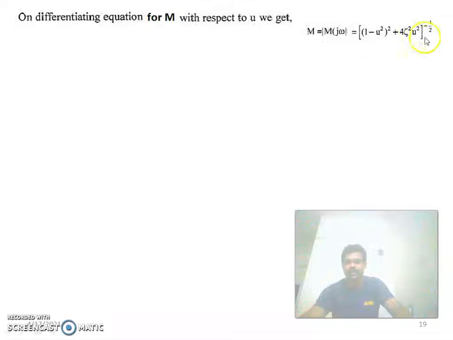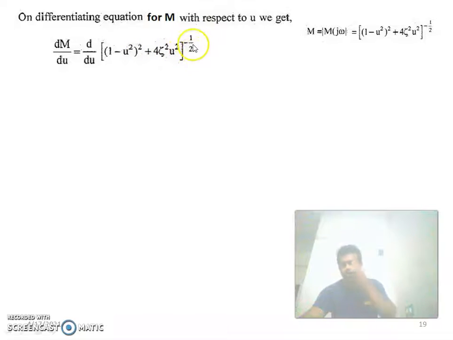Now this is nothing but our M. We are going to differentiate this M with respect to u. So dM by du is nothing but d by du of M, which is 1 minus u square the whole square plus 4 zeta square u square to the power minus 1 by 2. So this whole can be taken as x to the power n. The differentiation of x to the power n is nothing but n into x to the power n minus 1.